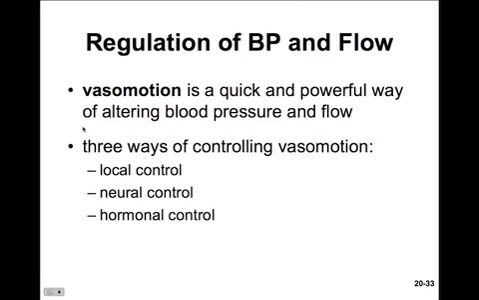So vasomotion is a very quick way, obviously, to alter blood pressure and flow. There are three ways that we can control the diameter of vessels. First of all, there's local control. There's also neural control, and of course, hormonal control.